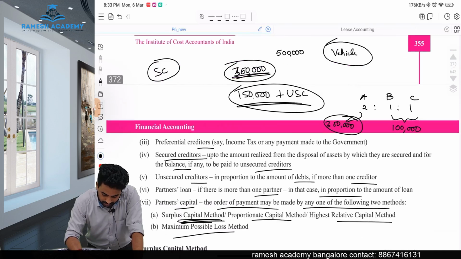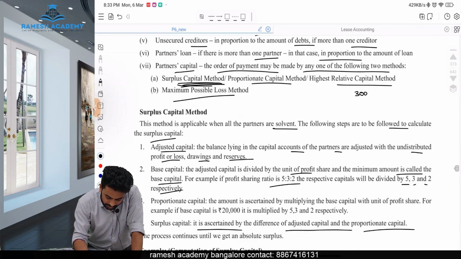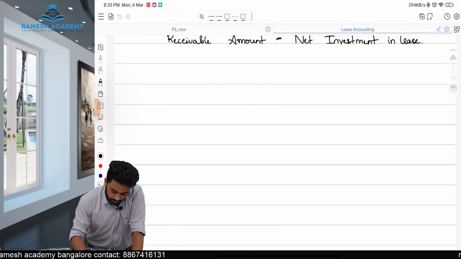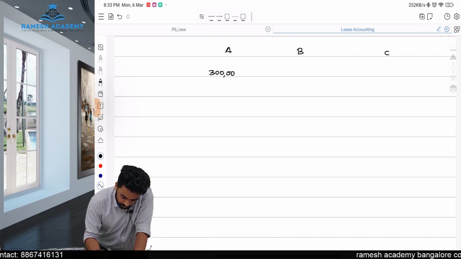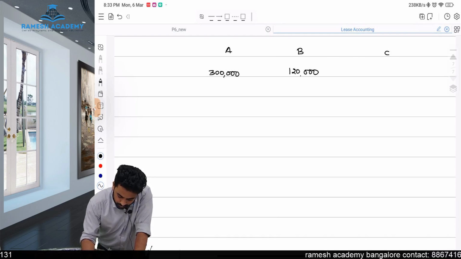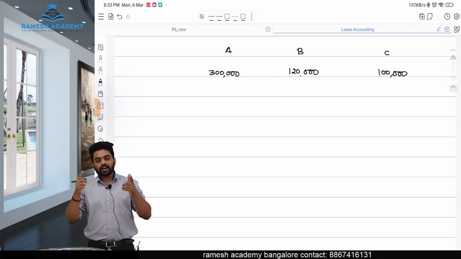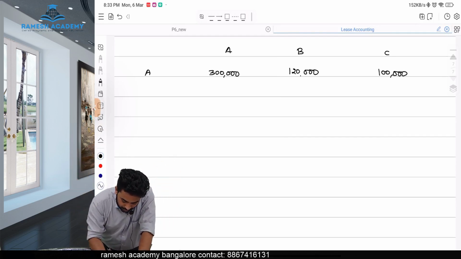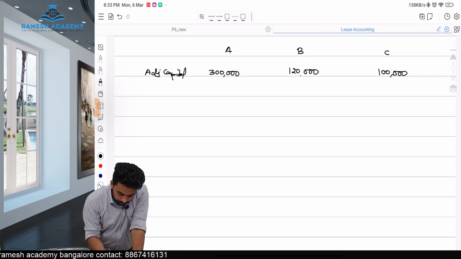For example, let us assume the adjusted capital of A, B and C is: A 3 lakh, B 1 lakh 20,000, C 1 lakh. This is adjusted capital, that is, capital after adjustment of current account, P&L, debit balance, credit balance, reserves, etc. Later, we will take the profit sharing ratios.